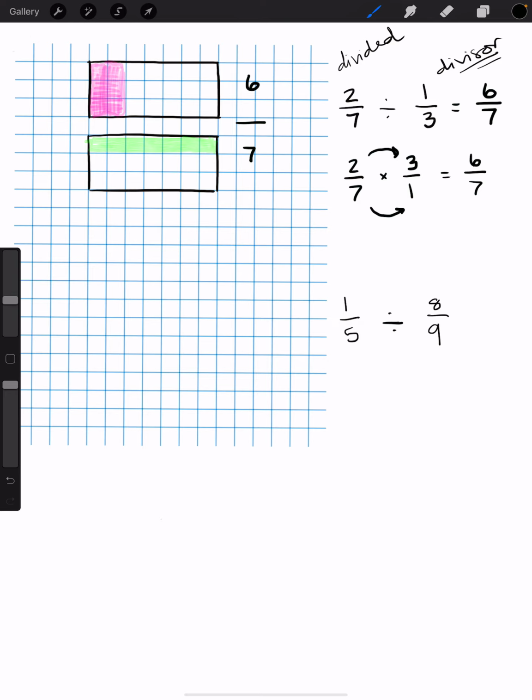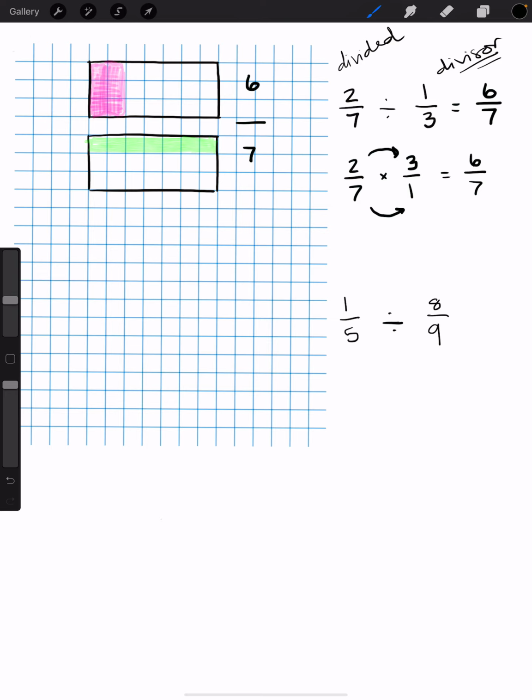So my second example says 1/5 divided by 8/9. And I know 8/9, that's almost a whole. A whole would be 9/9, correct? So I know 8/9 is significantly larger than 1/5. And if I want to represent this as a visual, I'm going to go ahead and use my denominator. So my denominator is 5, and my other denominator is 9. So I want to make a rectangle that is 5 by 9.